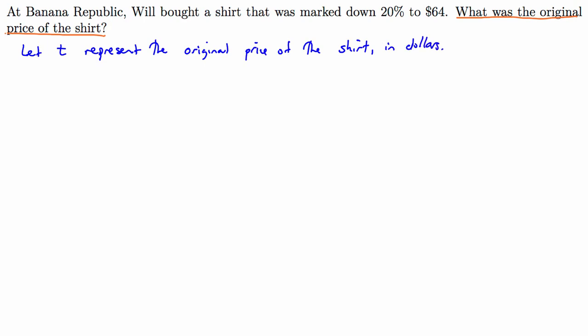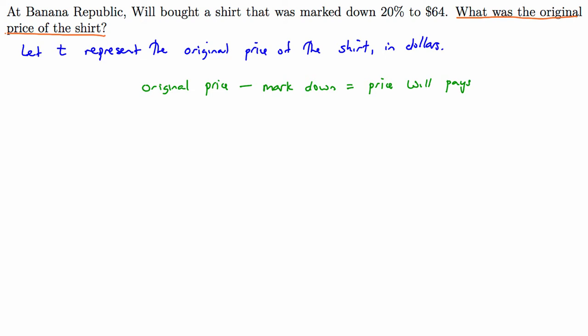I will now read through the problem one more time to identify the equation that we will want to use. Will bought a shirt, and the price of that shirt was marked down 20% to $64. So we know there was an original price to the shirt, there was a markdown on the shirt's price, and we know the final price that he paid. We can set this up with the structure: the original price will be marked down, so we will subtract from that original price the markdown, and in the end that's going to equal the price that Will pays.